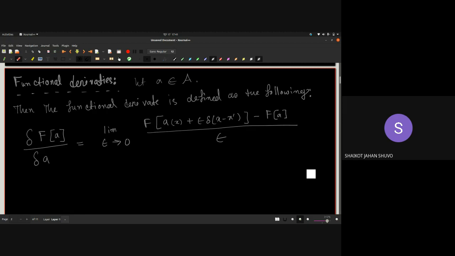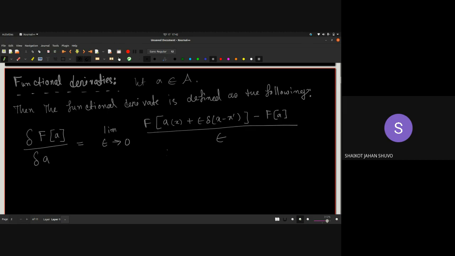Okay, let's try to dissect it. So this epsilon is a scalar. It's a very small parameter, okay? And note that there is something special about this epsilon: we are not considering epsilon to be a function of space-time itself. This is a very important thing to notice here, okay? So keep that in mind. And this A of x, this is a function.